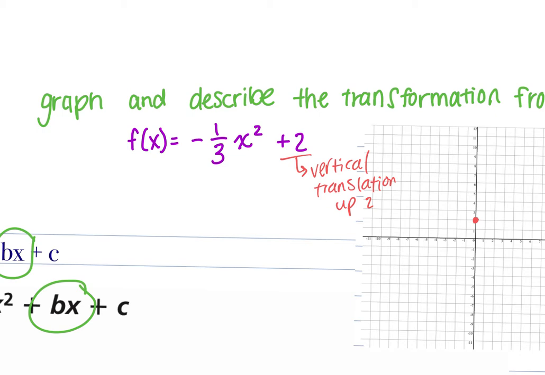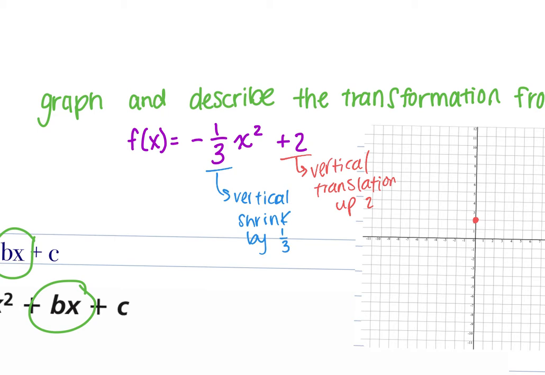Bryson, what else? It's like a shrink. You think it's a shrink. Yeah, you are absolutely right. Why is it a shrink? Because it's a fraction. Very good. 1/3, well, not necessarily, it's less than 1. So because this 1/3 is less than 1, it's a vertical shrink by how much? By 1/3. Okay? It's a vertical shrink by 1/3.